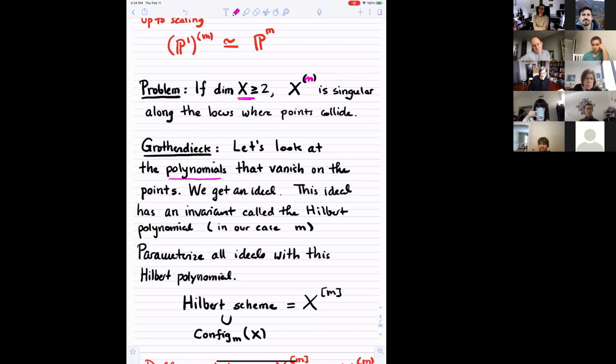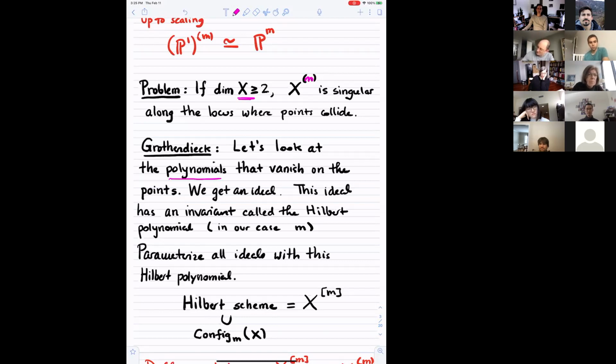And these ideals have various invariants, like the Hilbert polynomial, for instance. For example, what's the dimension of the space of degree d polynomials that vanish on these points? That dimension you can keep track of, so that's an invariant of this ideal. So what he says is, forget about the points, look at these ideals and parameterize these ideals. And you can do this more generally. You don't just have to restrict yourself to points, and it leads to a space called the Hilbert scheme.